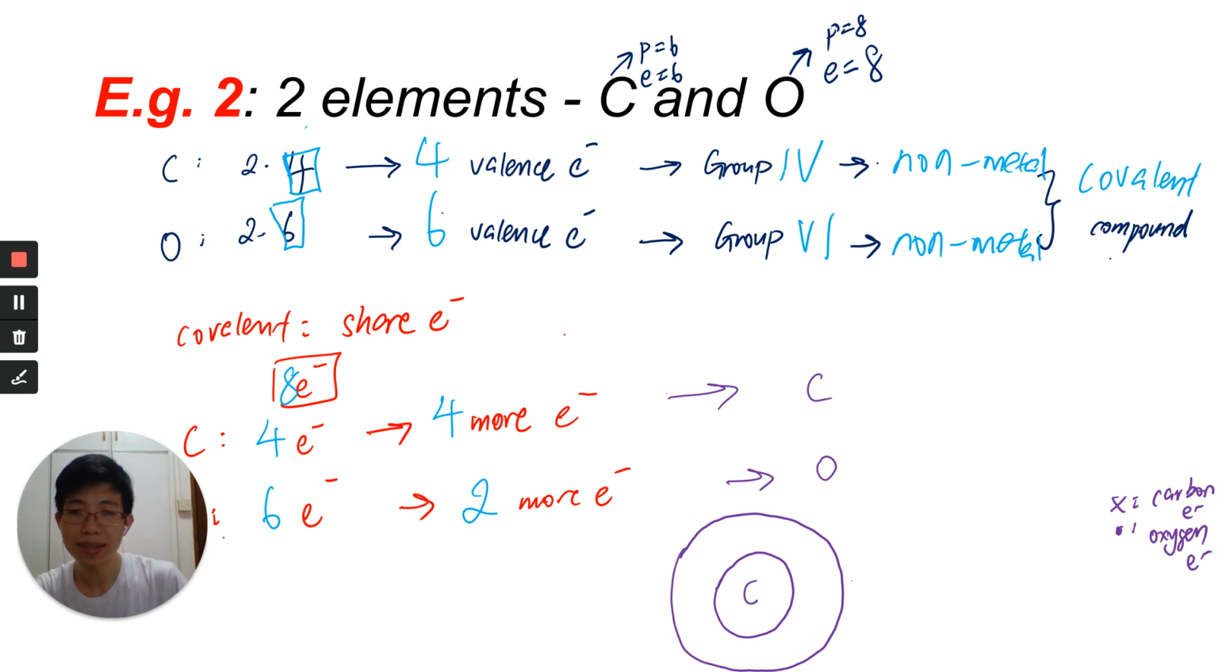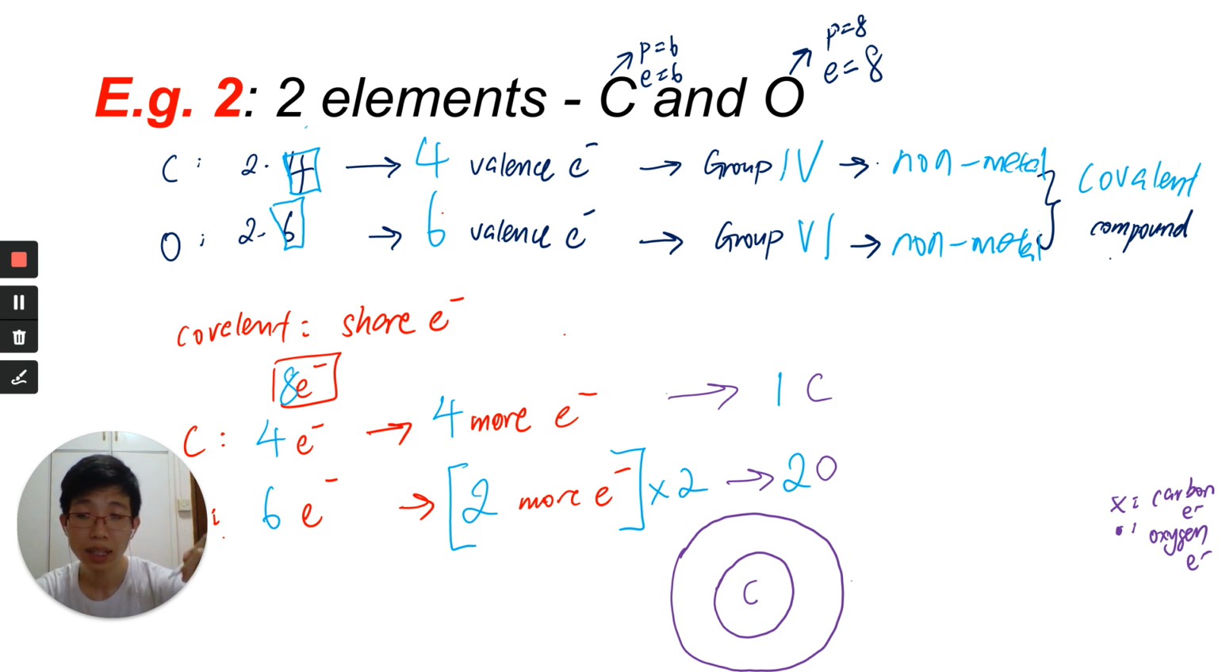So how do I balance this out? In order to balance it out, I need to have 2 oxygen atoms to share 2 electrons each in order to give the 4 electrons needed for carbon, and oxygen itself also has the same number of electrons being shared. So this means that I need 1 carbon and 2 oxygen.